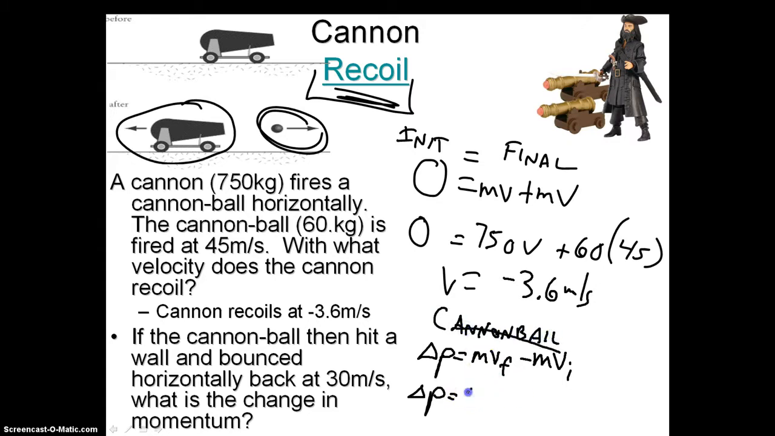The cannonball has a mass of 60. Its final velocity bounces back at 30, so negative 30 times mass, minus mass times the initial velocity. The initial velocity of the cannonball is positive 45. Why did I put the negative here? Since it hit the wall at 45 and bounces back at 30, we need to have one of them negative. And I just chose that one to be negative here.